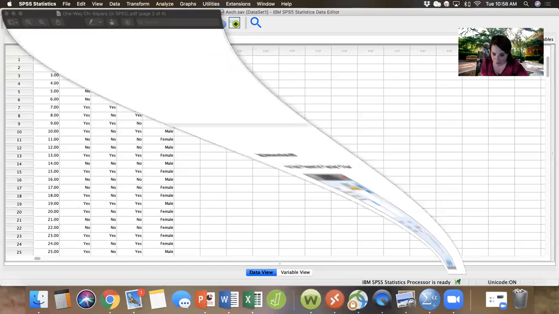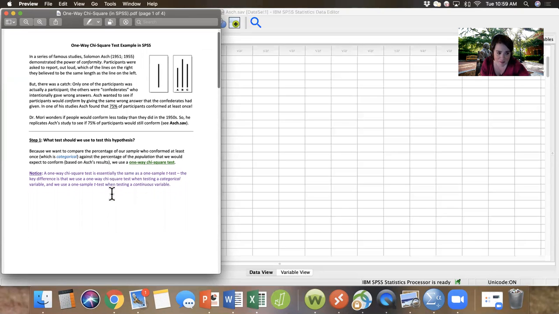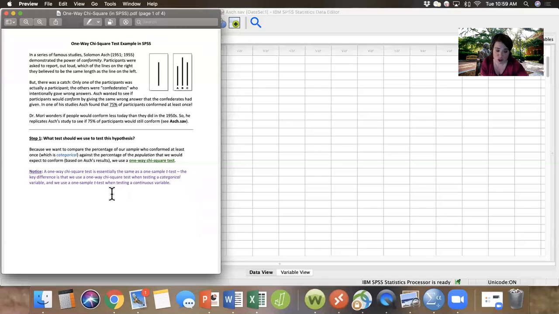I'll just pull up your SPSS guide for today. Essentially what Dr. Norrie is trying to determine is if people conform less nowadays than they did in the 1950s. So we're trying to see the percentage of people that conformed in Dr. Norrie's sample and compare it to the percentage of people that conformed in Asch's original study.